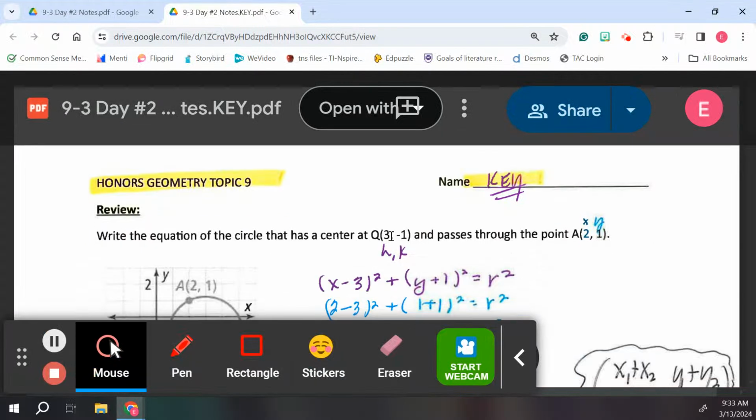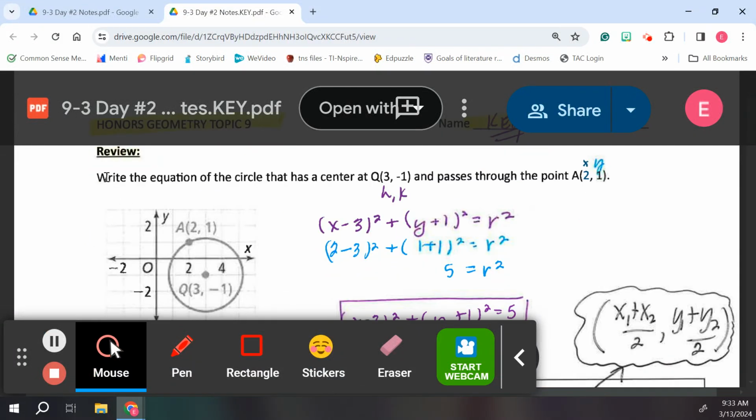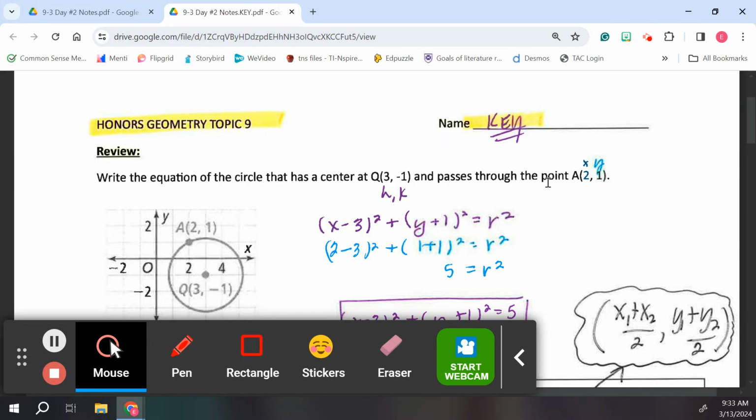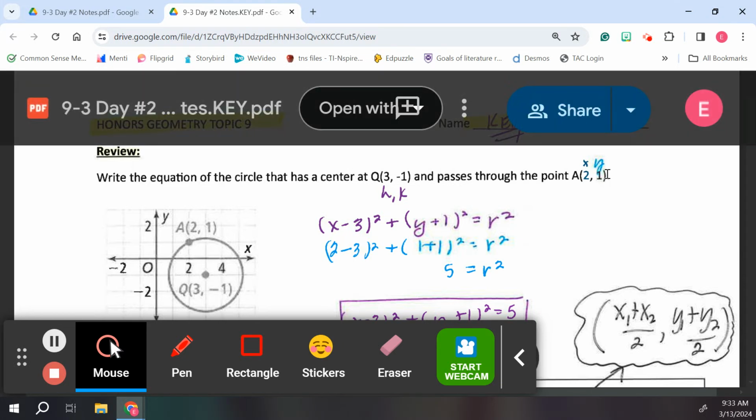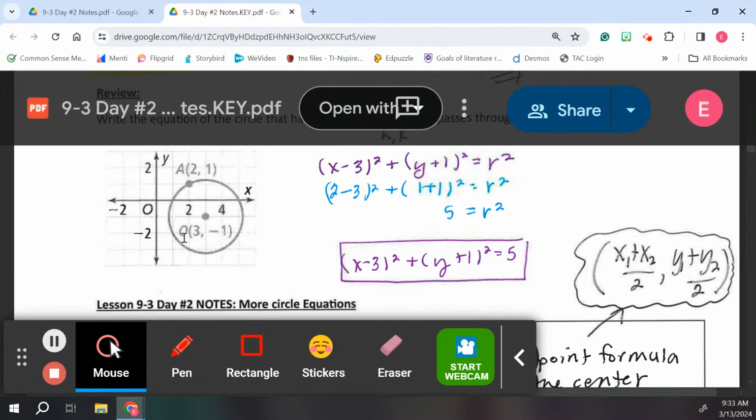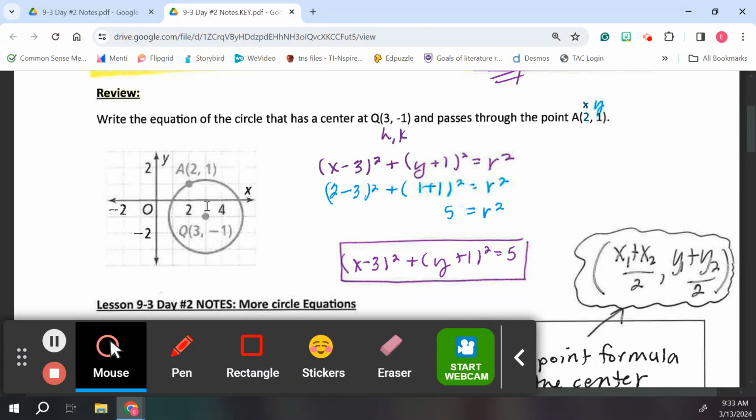Okay, so the review. If we take a peek, it says: write the equation of the circle that has the center of Q (3, -1) and passes through the point (2, 1). Okay, so here is our picture. We have our center, which is Q, and we have this point.